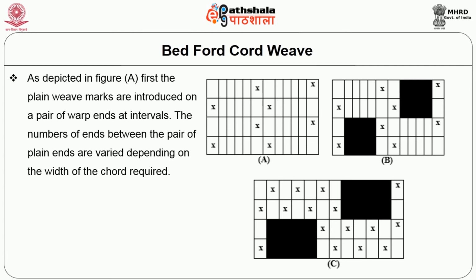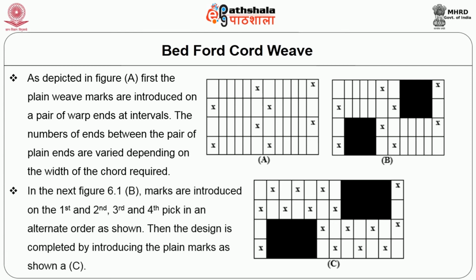For example, if the width of the cord is to be varied, the ends can be adjusted. In the next figure 6.1b, marks are introduced on the first, second, third and fourth pick in an alternate order as shown in the figure. Then the design is completed by introducing the plain marks as shown at C.